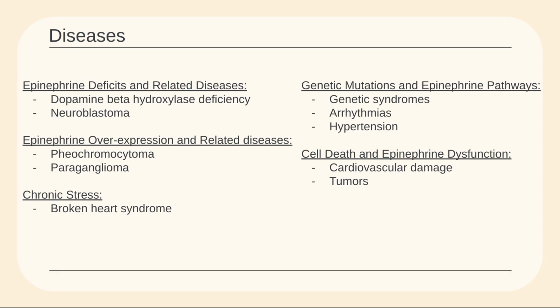Also, extreme stress can cause broken heart syndrome, causing a surge in epinephrine production. Mutations also lead to hypertension, arrhythmia, and genetic syndromes. The excessive epinephrine production can also lead to cell death, leading to cardiovascular damage and tumors.